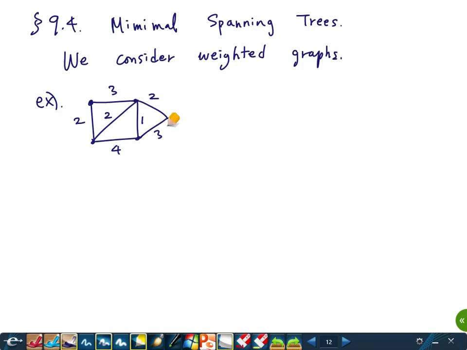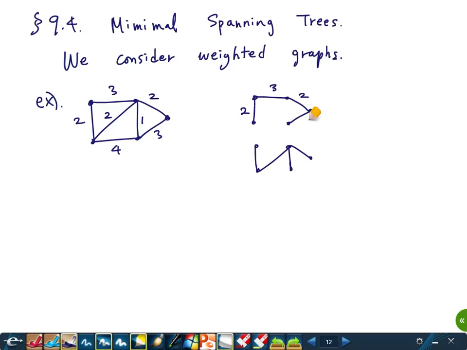So these edges. Think of this edge weight as the cost to build the connection between these two, right? So if you want to make a connection network between these two cities, then it costs like 2. This is the cost. There are several spanning trees, and let's consider two of them like this. This is a possible tree, and this is another possible tree. Then what is the cost to build the spanning tree? 3, 2, 2, 3, right?